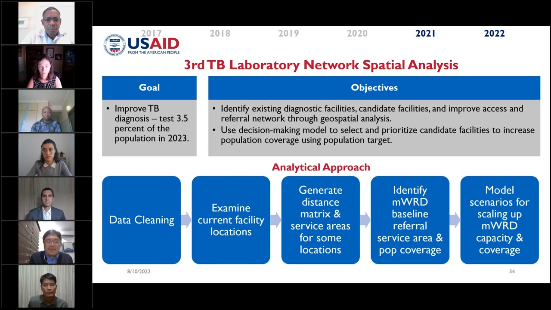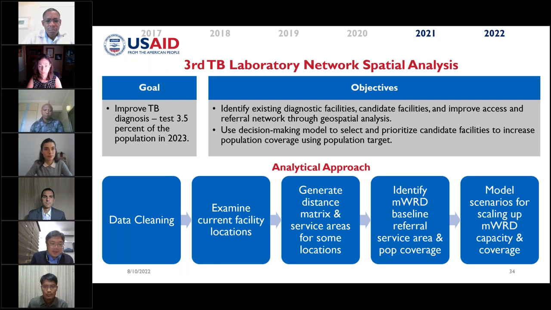So for the third TB lab network spatial analysis, the goal was to improve TB diagnosis with the target to test 3.5% of the population by 2023. So the objectives were to identify existing diagnostic facilities, candidate facilities, and improve access and referral network through geospatial analysis. We also will use these decision-making models to select and prioritize candidate facilities to increase population coverage using population target.